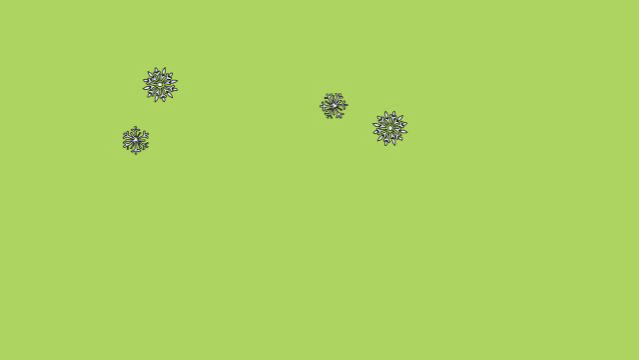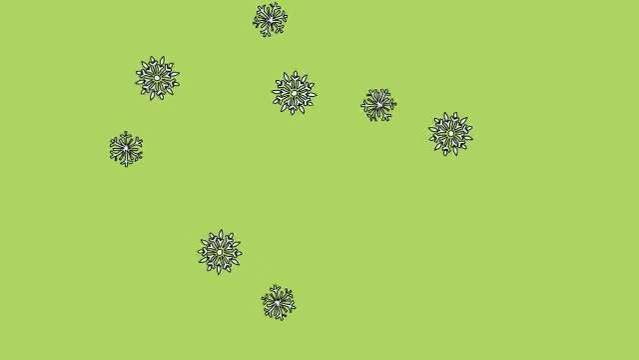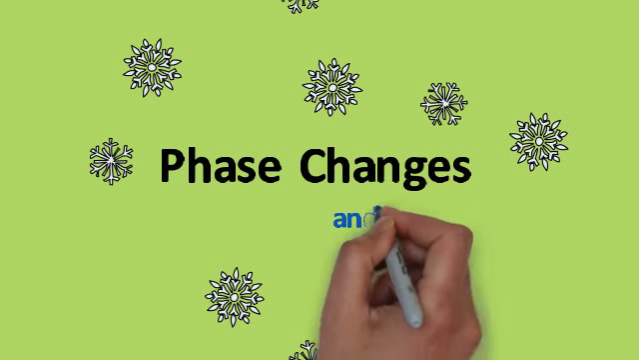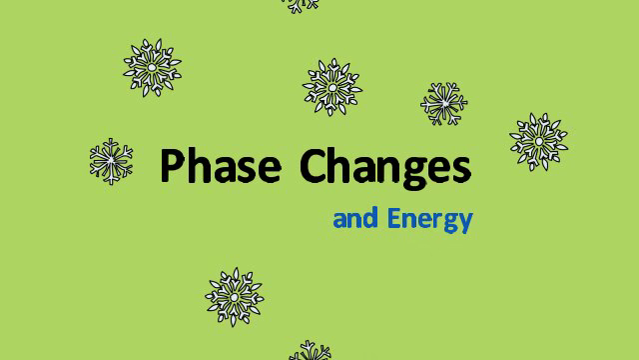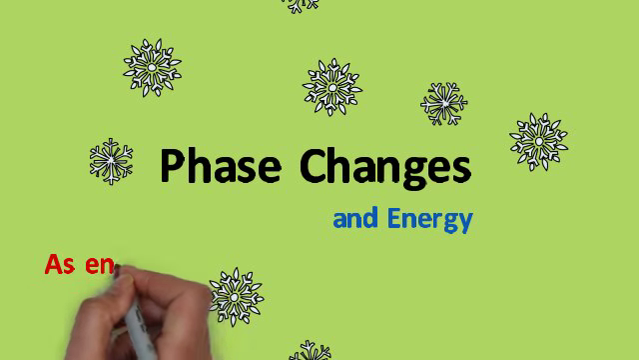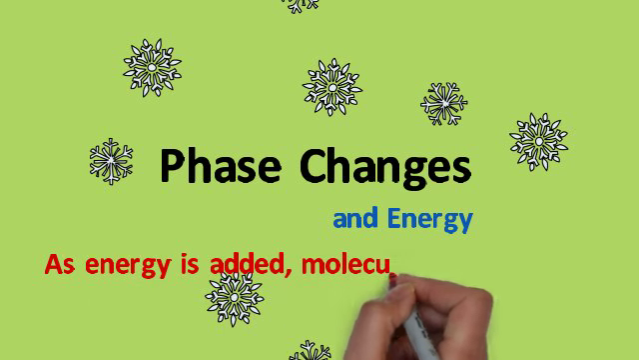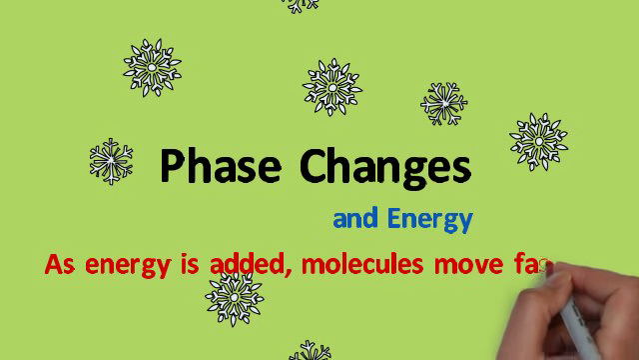As you know, snowflakes are a solid, and you can imagine that those hydrogen bonds must have something to do with their shapes, and they do. However, let's talk about phase changes, when things change from solid to liquid to gas, because they always involve energy. As energy is added to any system, molecules end up moving faster.